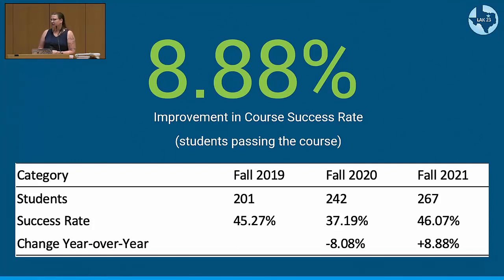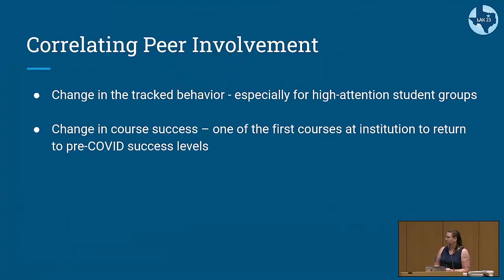But what we saw during this first semester of having a peer involved in the analytics and especially the outreach process was a change in the behavior we were tracking, especially for those groups of students that were under high attention or high scrutiny from the institution leadership. We also saw a change in the course success, making this one of the first courses at the institution to return to pre-COVID success levels.